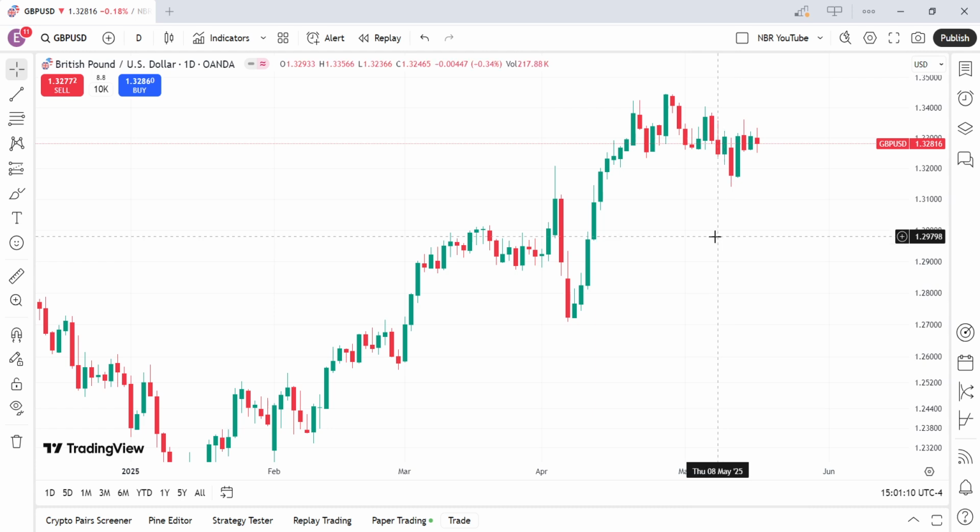I'm now in the British pound dollar daily time frame. Today I will be working for sure on the swing highs and swing lows, and then we will be going into the lower time frame.